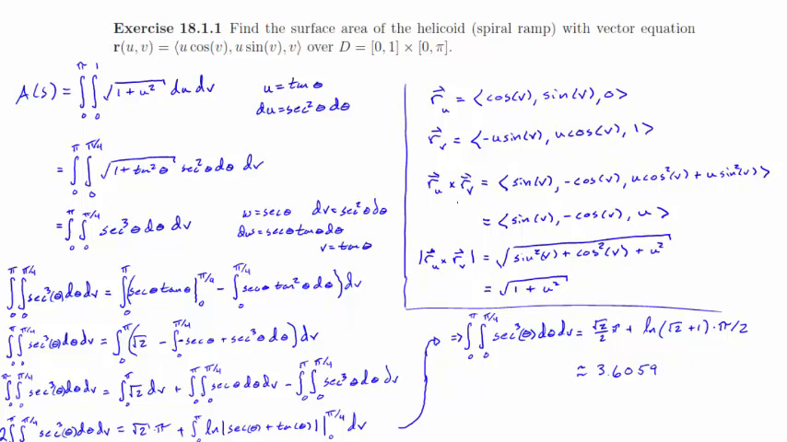And then when we take the cross product of those two, we get r sub u crossed with r sub v equals the vector sine of v, comma negative cosine of v, comma u cosine squared of v plus u sine squared of v, which equals sine of v, comma negative cosine of v, comma u. When I take the magnitude thereof, I get the magnitude of r sub u crossed with r sub v equals the square root of sine squared of v plus cosine squared of v plus u squared, which equals the square root of 1 plus u squared. So this is what we want to take the integral of.